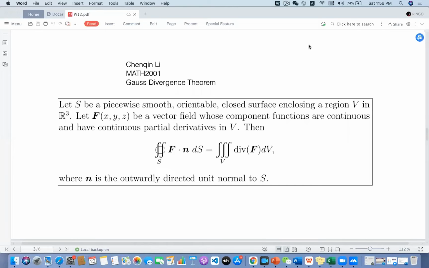Hello, my name is Chenqin Li, and today I'm going to go through a question which is an application of Gauss Divergence theorem that can be used to solve the net outward flux through a surface. Looking at the concept, if the region is closed, then we can rewrite the double integral over the surface into a triple integral of the divergence of the vector field.